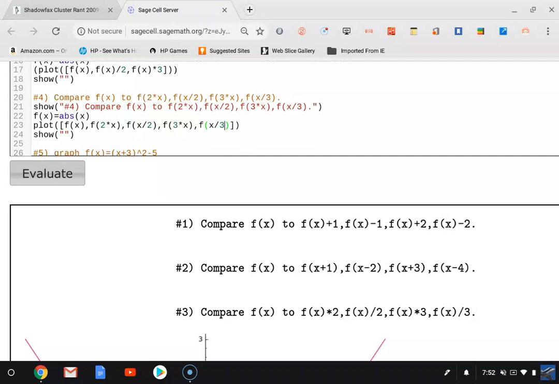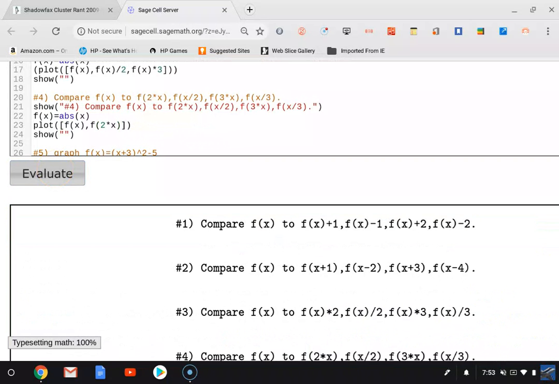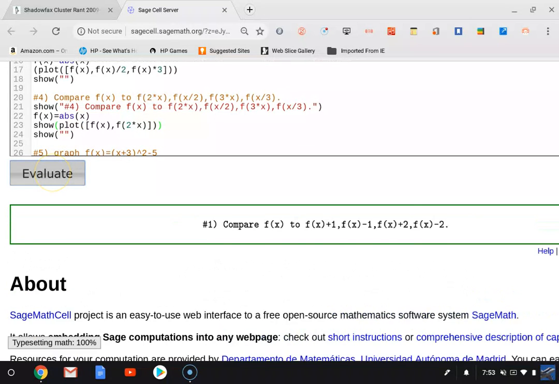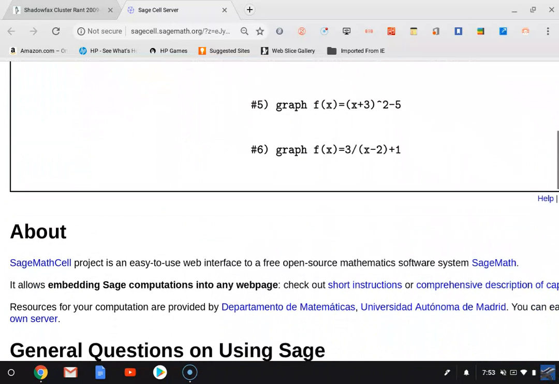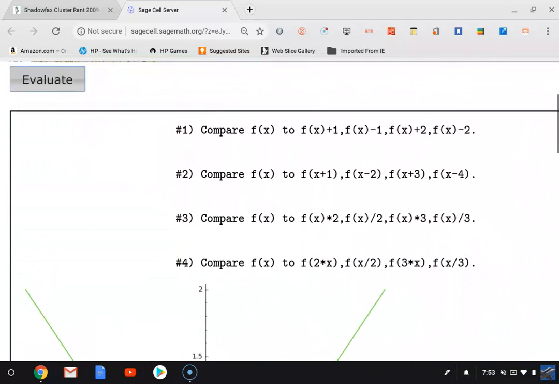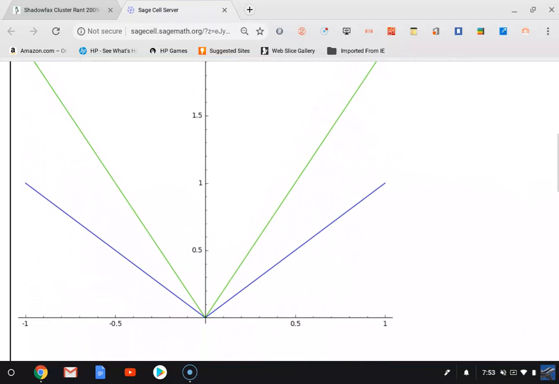And let's just graph, how about we graph the absolute value function f of x and then f of 2x, see what happens. Alrighty, so again, the blue curve, which is really cyan, is absolute value.